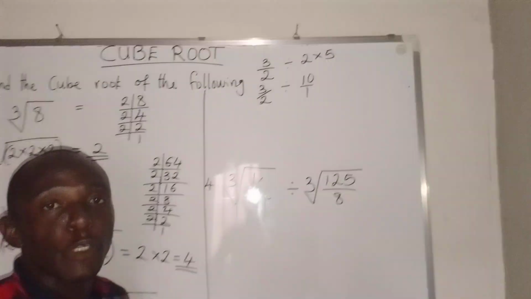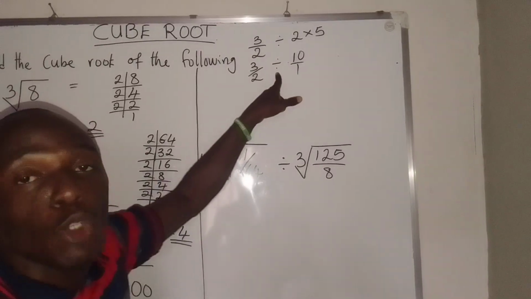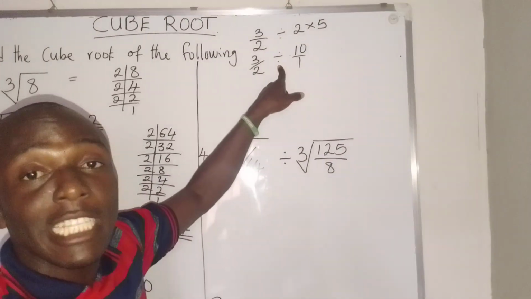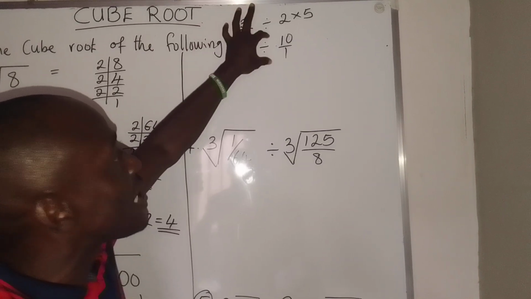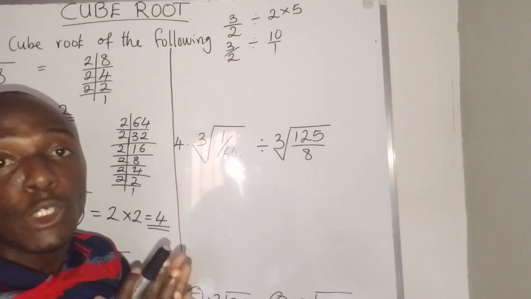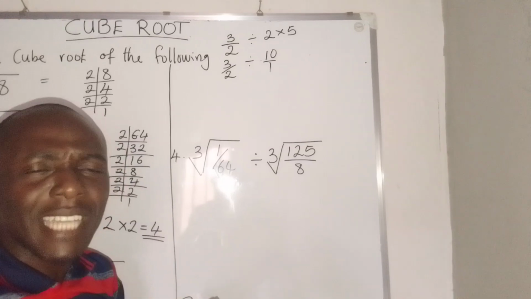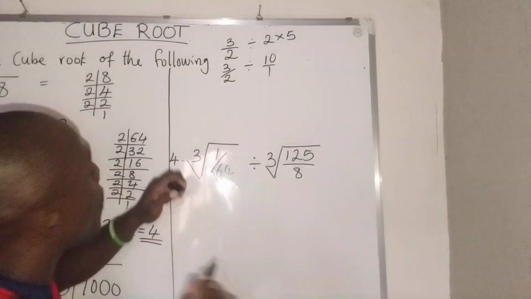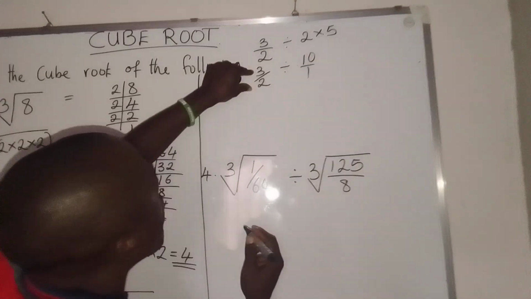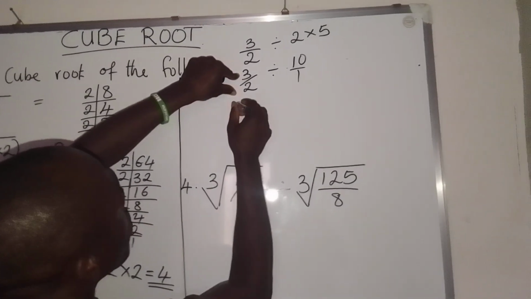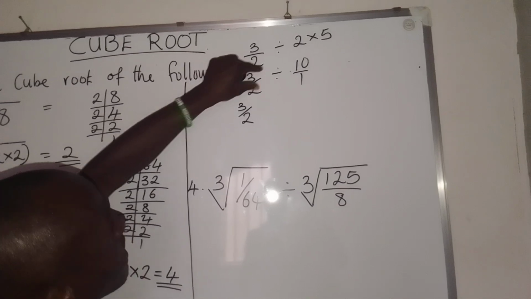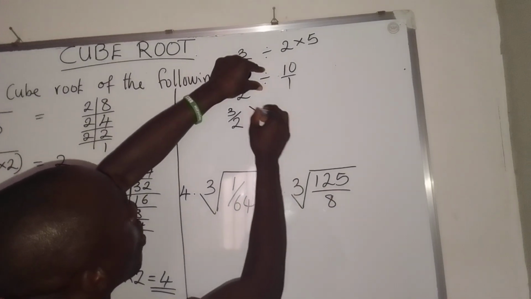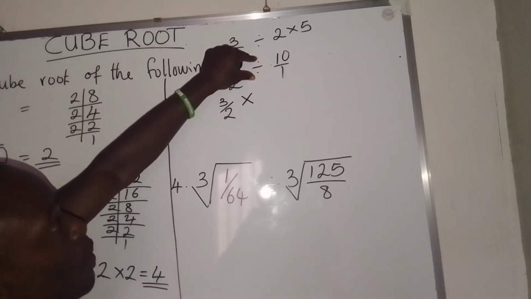And there is what we call the reciprocal, changing division to multiplication. In case a child is met with a fraction dividing another fraction, a child can quickly do the reciprocal. How is the child going to do the reciprocal? Follow me as I take you along. The first number is 3 over 2. I'm writing my 3 over 2 the same way. Then this division will change to multiplication.